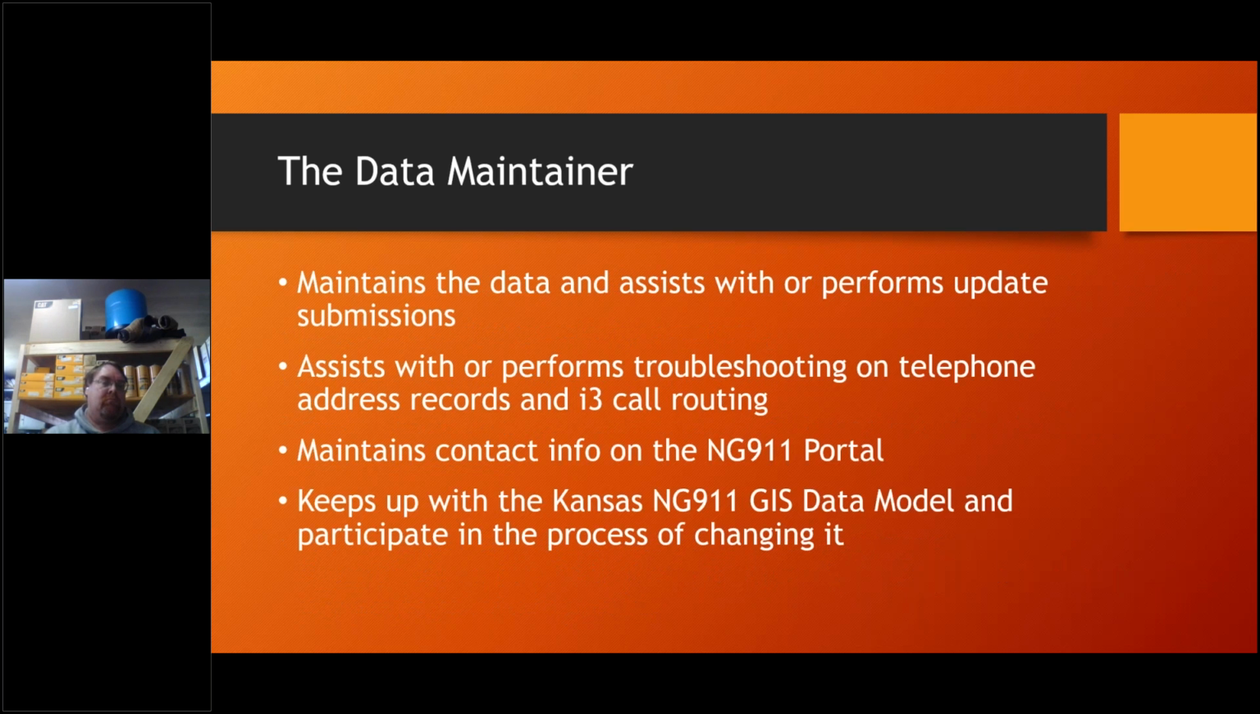So the data maintainer maintains the data and assists with or performs the submissions. They either assist with or perform troubleshooting on telephone records and I3 call routing issues. The data maintainer keeps their contact information up on the portal, because the maintainer gets a lot more contact through the portal than through any other means. And the maintainer is responsible to keep up with the data model and participate in the process of changing it.